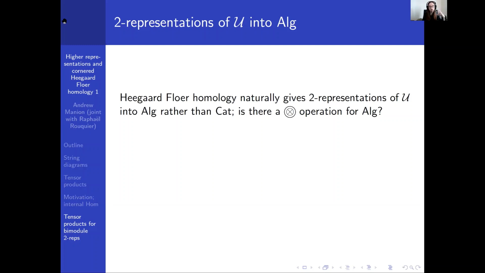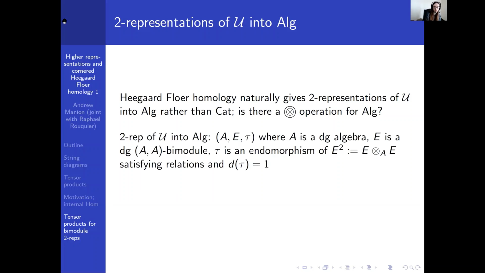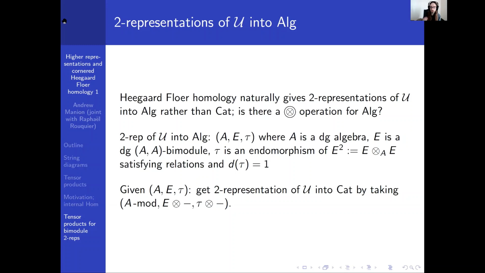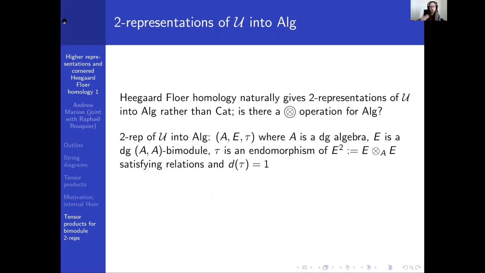Okay, so E will be a bimodule over a DG algebra, A. Tau will be a bimodule endomorphism of E tensor E. Okay, that's what a two representation is. A, E, tau. A is a DG algebra, E is a bimodule, tau is a bimodule map. Okay, and I want to be able to take a tensor product of these.